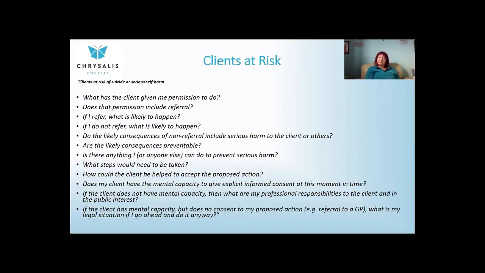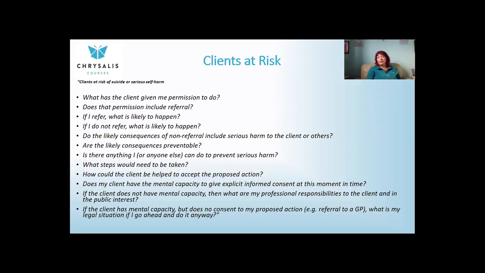Now, it's really important at the beginning of therapy, when you have your initial consultation and you do your contract, that you're very clear with a client when you will breach confidentiality. And hopefully a client will give you permission to contact somebody else if they are having suicidal ideas.